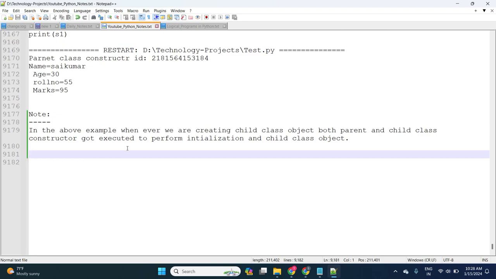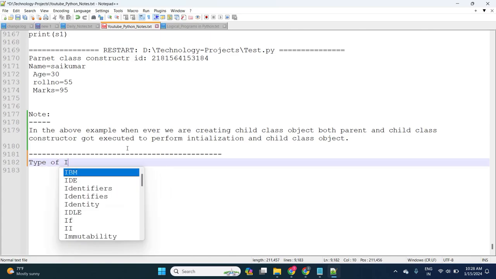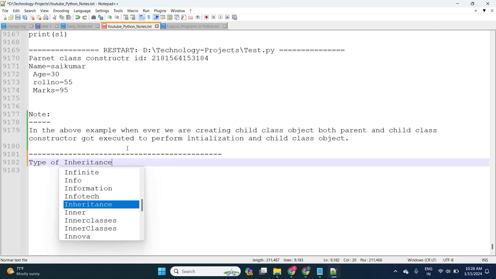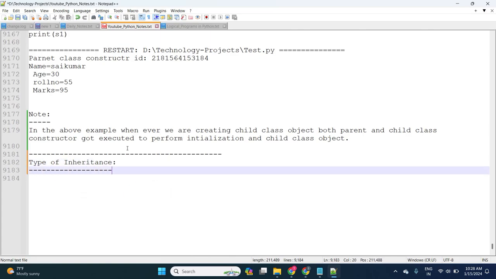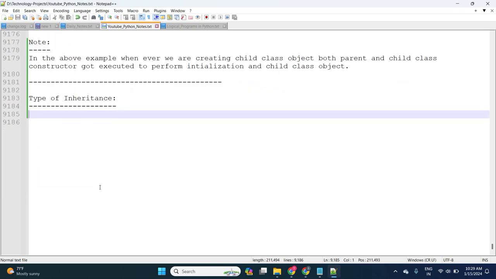With respect to the above program theory, now today we are going to discuss the types of inheritance. In any programming language, the types of inheritance concept is a normal, recommended and important concept. Here also there are types of inheritance.